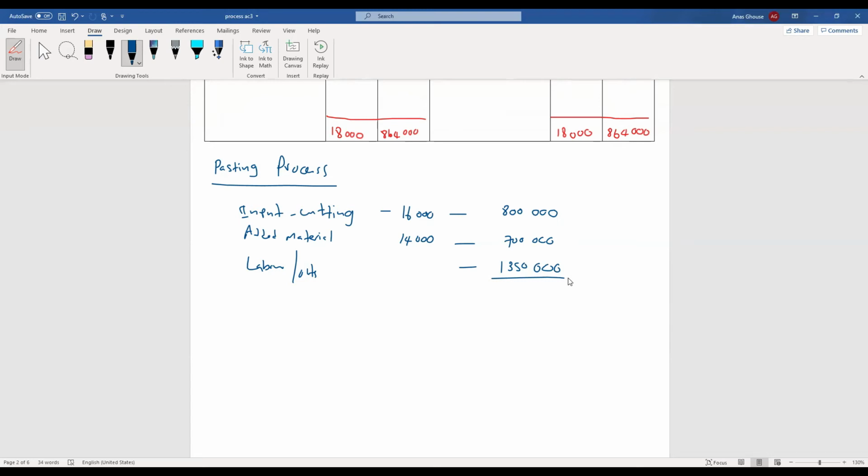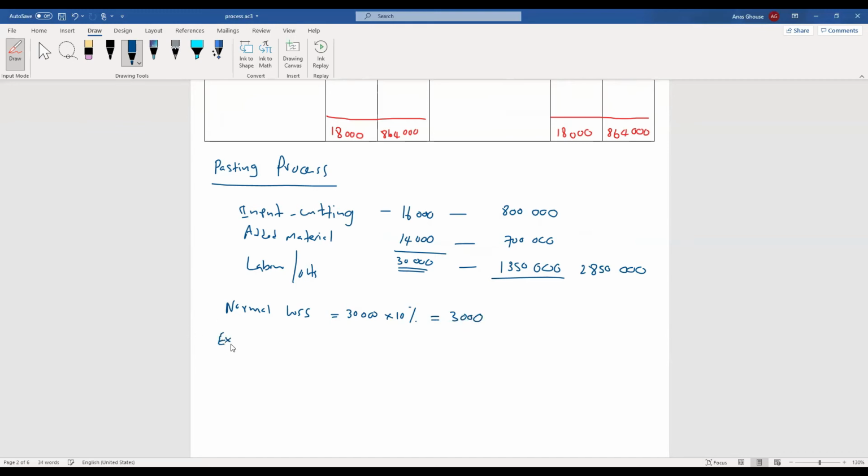will be 800 plus 700 plus 1,350. So that will be 2,850,000. So that is the total cost. Now let's calculate the normal loss. So normal loss will be the total of this. How much? 30,000, right? So 30,000 times 10% will be the normal loss, which is 3,000.